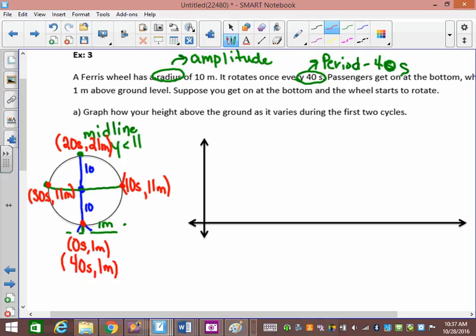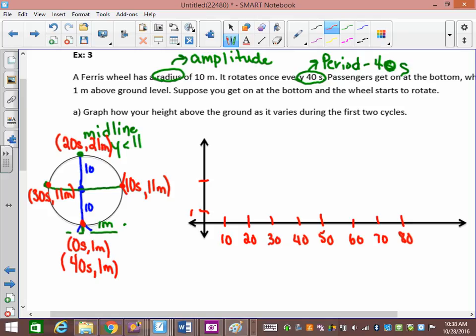Now it says graph your height above the ground as it varies during the first 2 cycles. So that's only 1 cycle. I'm going to have to go around again. At 50 seconds, I'm at 11 meters. At 60 seconds, I'm at 21. 70 seconds, I'm at 11. At 80 seconds, I'll be back to 1, right? So 10, 20, 30, 40, 50, 60, 70, 80. Why is it important to draw these? Because if you don't draw it, it's going to be very hard to get your C value.